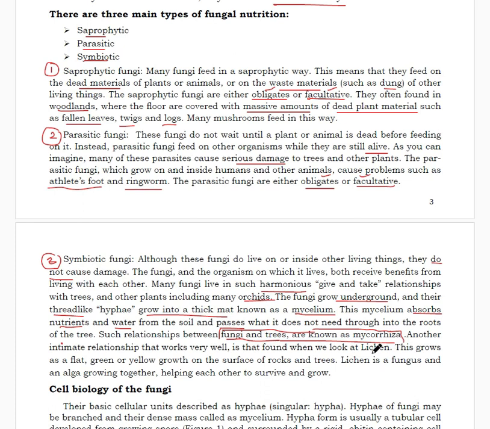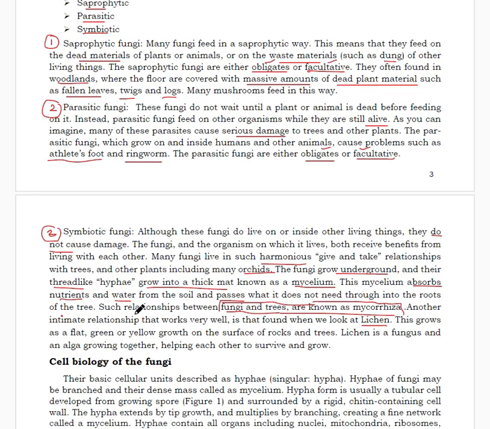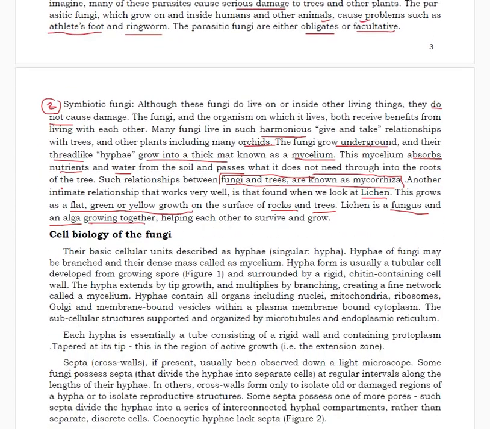Okay, another relationship is lichen, where the relationship is between an alga and a fungus, and the lichen looks like a flat green or yellow growth. You will find colored patches on the soil or on plant bark, on rocks and trees. This lichen is a fungus and alga association, growing together, helping each other to survive and grow. The fungus provides the shelter, and the alga provides the food.